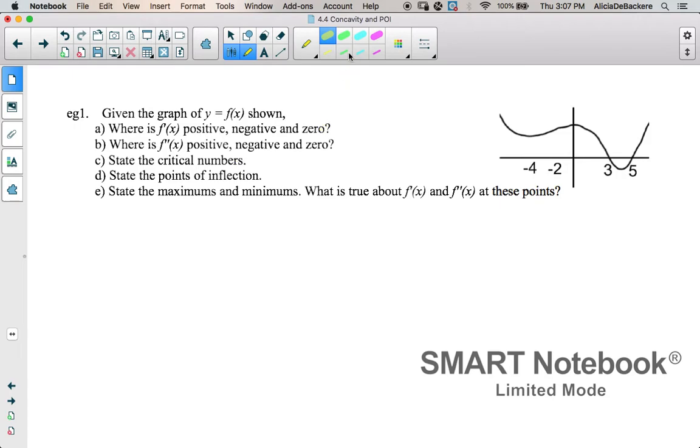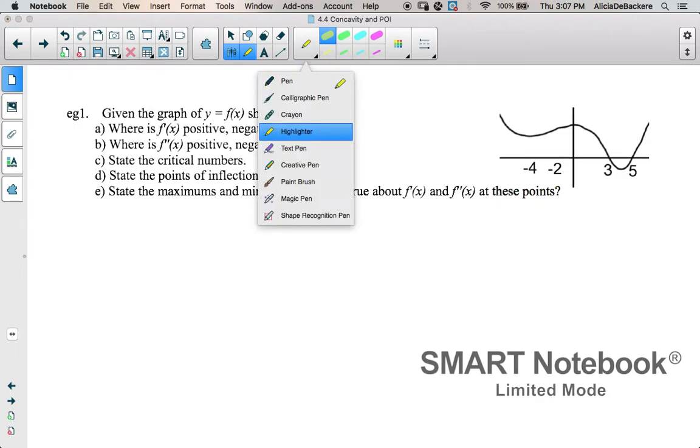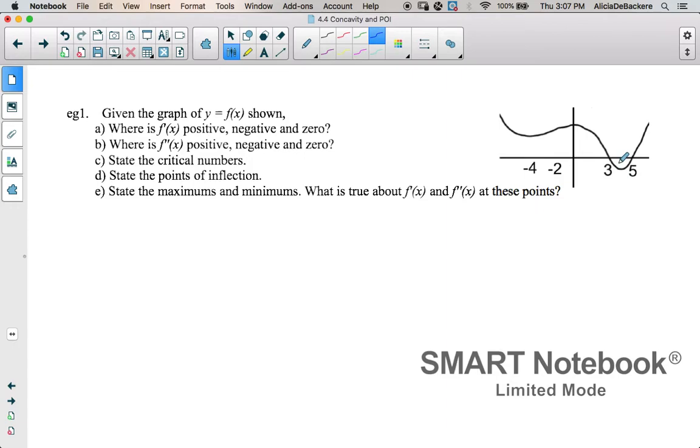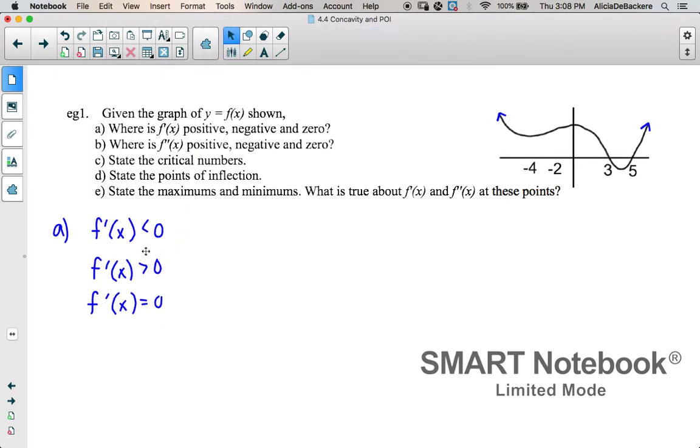Okay, so our first example, we're given the graph of y equals f of x. So here's a sketch of a graph, throw some arrows on the end of it. I want to figure out where the first derivative is positive, 0, and negative. So hopefully you're pretty comfortable with this. I'm just going to set up these three different statements. So first we'll look at where the first derivative is negative, where it is positive, and where it is equal to 0.